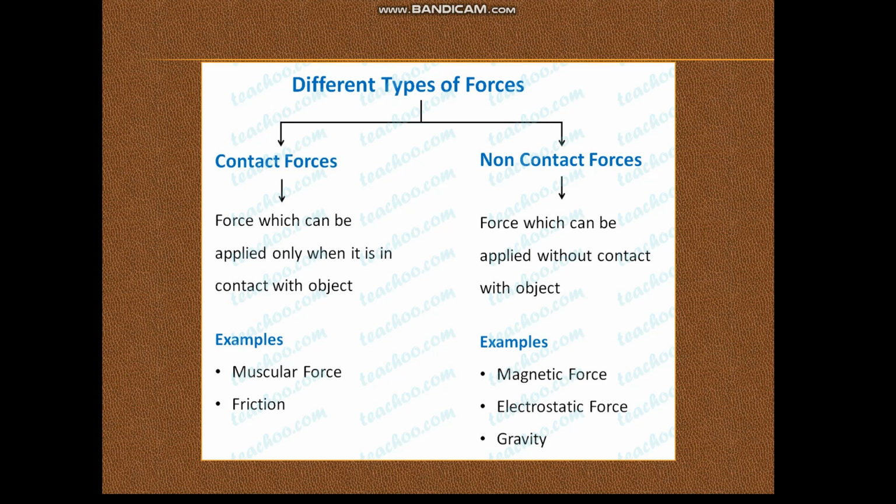Now, let's look upon the different types of forces. Force is broadly classified into two types: contact forces and non-contact forces. Contact force is a force which can be applied only when it is in contact with an object. Example, muscular force and frictional force. Non-contact forces, as the name suggests, is the force which can be applied without contact with an object. Examples of non-contact forces are magnetic force, electrostatic force and gravitational force.